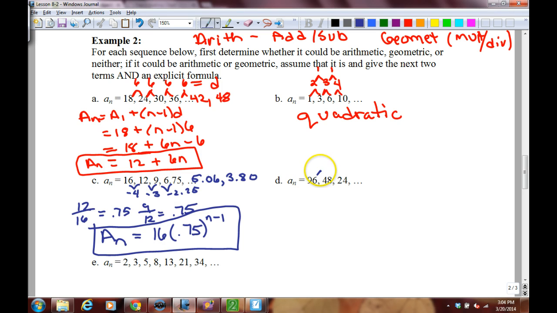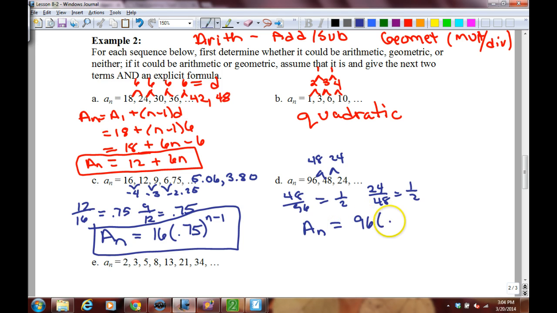How about this one? What are my differences here? Yep, it's geometric. It doesn't work out arithmetically. So if I did 48 divided by 96, that's 1/2, right? Or 0.5. And 24 divided by 48, once again, that's 1/2. So you know it's geometric. So what is my explicit formula here? It would be a sub n equals 96 times 0.5 raised to n. Correct. Are we done? Almost.